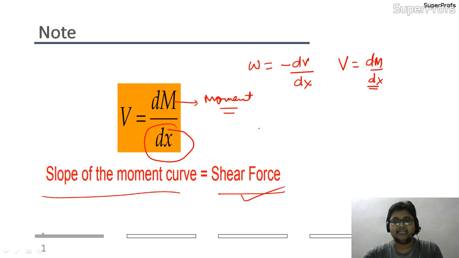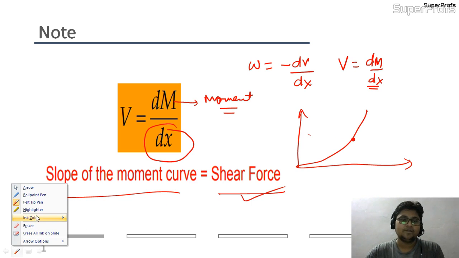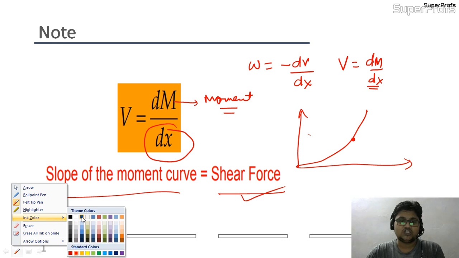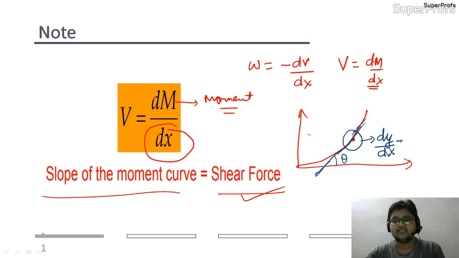Whenever you are taking a slope at a point, suppose I am drawing an arbitrary curve like this. If I want to find the slope here, mathematically we just draw a tangent to this curve. Suppose this is my tangent, and it is making an angle theta. So what is the slope at this point defined as? It is dy by dx, which is nothing but tan theta.